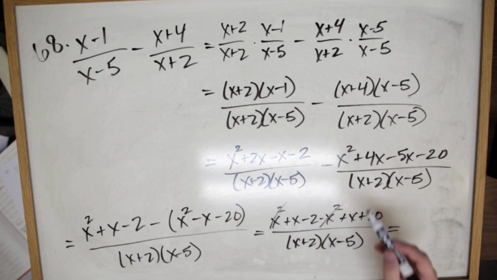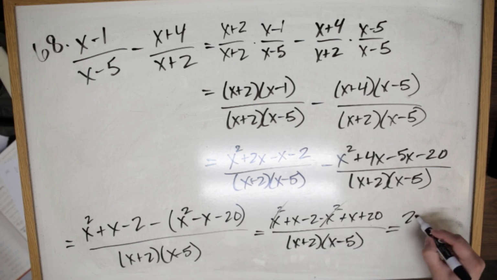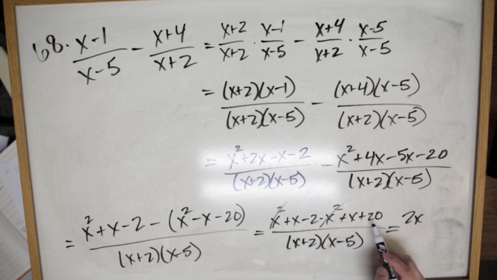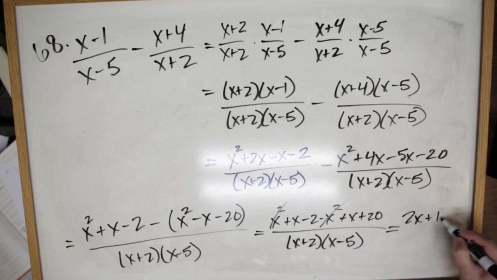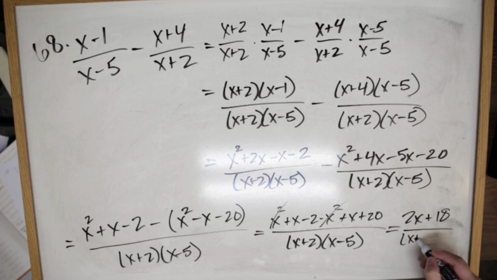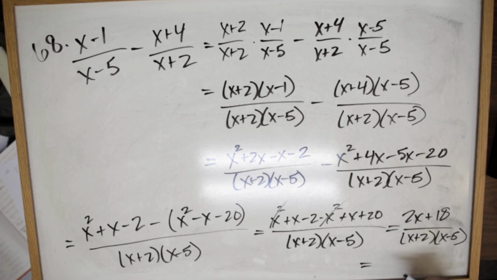X squared minus x squared, that goes away. I've got an x plus an x, which is a 2x, a minus 2, and a plus 20, which is a plus 18, all over x plus 2, x minus 5. And actually, you can factor this one more time. 2 can come out of both of these, and I'm left with an x plus 9 all over x plus 2, x minus 5. Okay? That is my final answer right here.